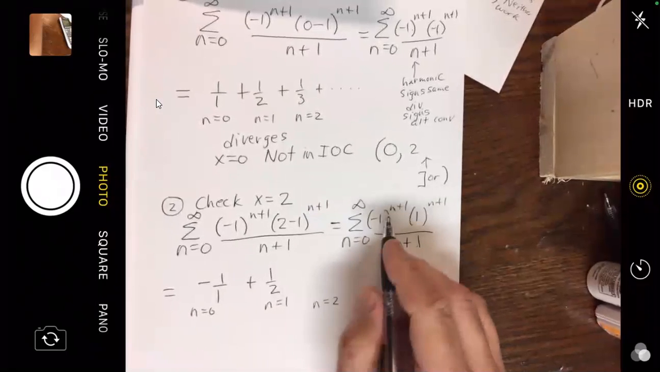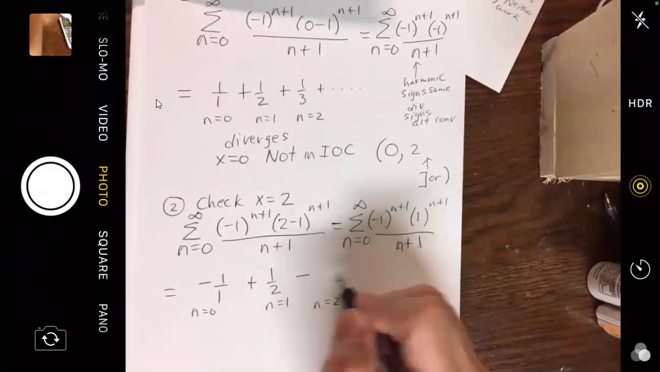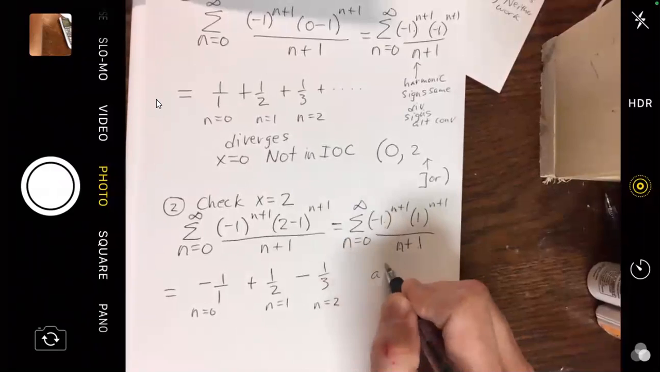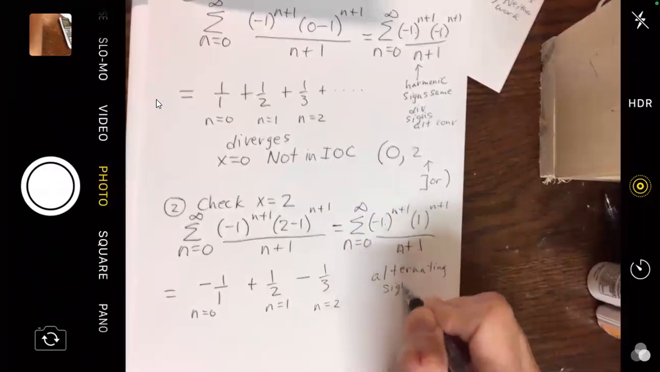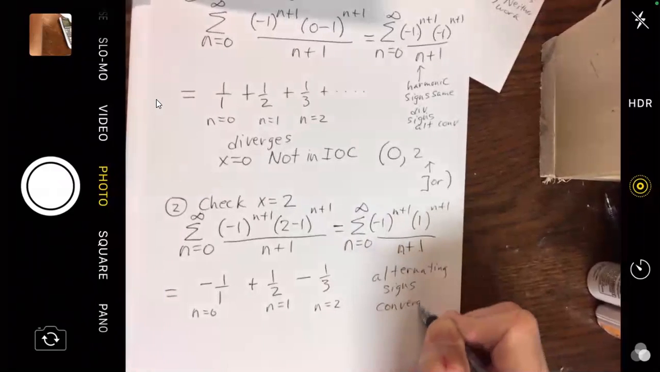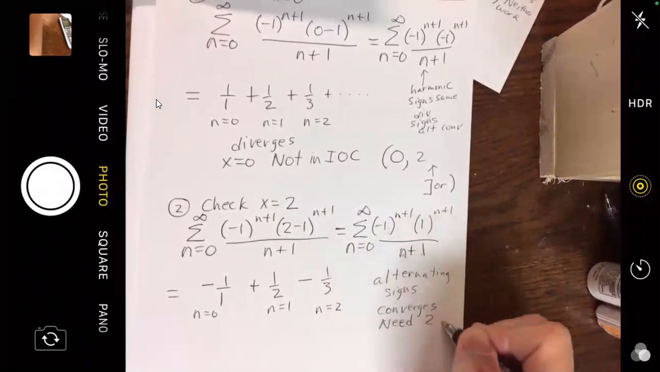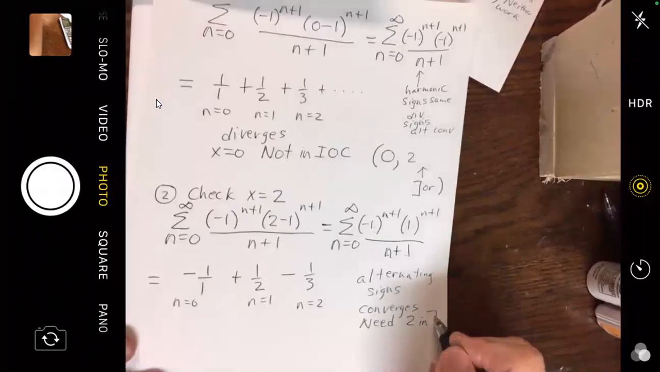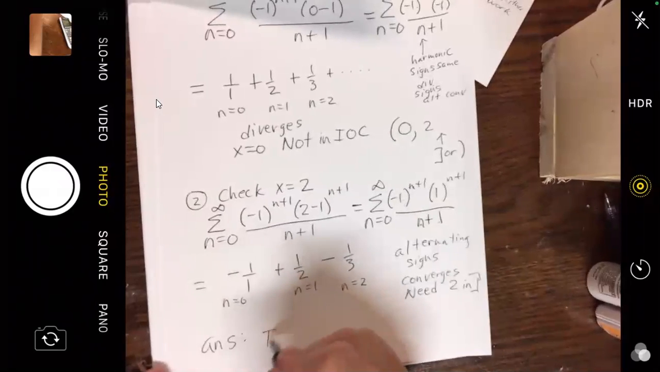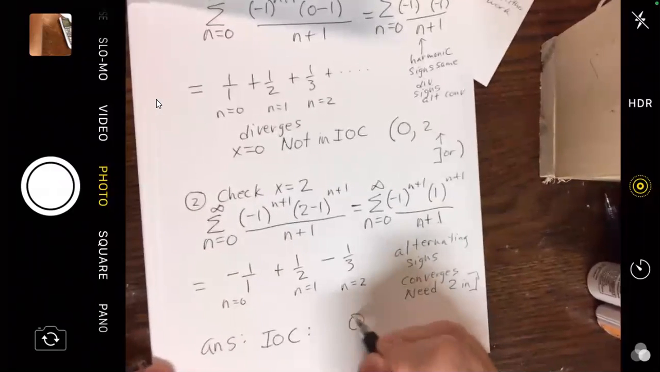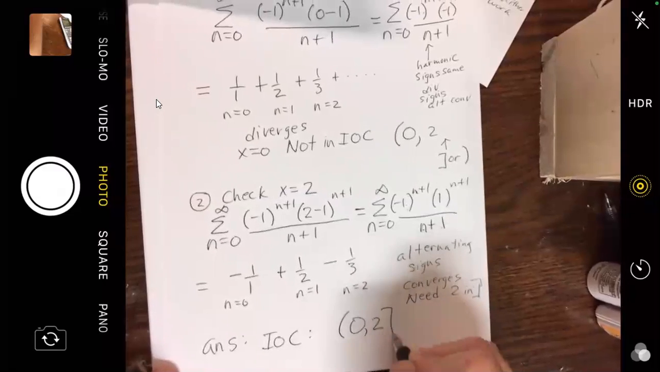But I like to write out one more just to nail it down. So n is 2. See, that's going to be a third power. So there's negative. This is positive. So that's a negative again. And you're at 3. Yep. Alternating signs. This converges. So 2 is going to be in brackets. 2 is a bracket. Need 2 in a bracket. Yep. See, this is very technical. Answer: IOC, 0, 2, numbers between 0 and 2, but the 0 didn't work, the 2 did.